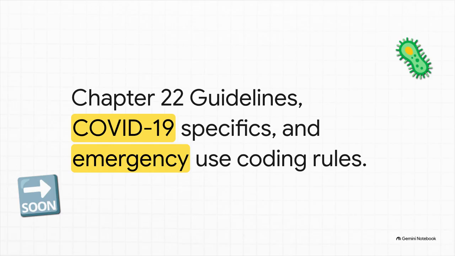And that officially wraps up our deep dive into Chapter 16. Coming up next in Part 85 of our Explainer series, we are bringing this exact same zero fluff energy to Chapter 22. We'll be decoding the absolute latest COVID-19 guidelines, specific manifestation sequencing, and emergency use coding rules. You're definitely not going to want to miss how those mesh with the rules we just covered.